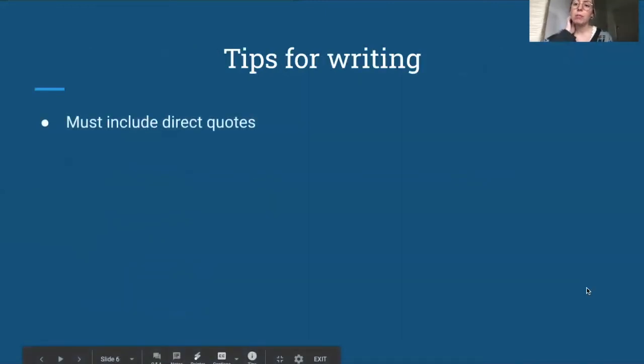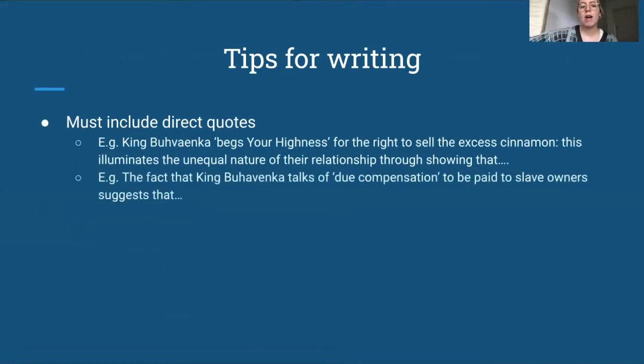Tips for writing: you must include direct quotes in your source analysis response. So some examples here of how the king, quote, begs your highness, unquote, for the right to sell the excess cinnamon. And then you could say, this illuminates the unequal nature of their relationship through showing that... Or another example is the fact that the king talks of, quote unquote, due compensation to be paid to slave owners suggests that. And what I'm hoping to show you through these examples is that you're using the direct quotes in an integrated way to enhance your argument.